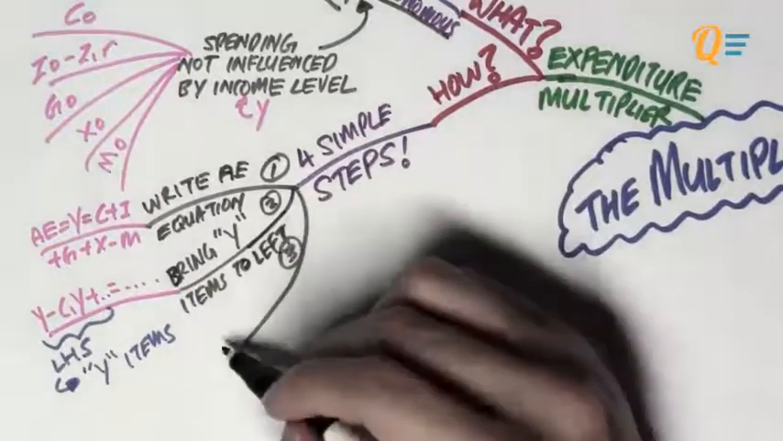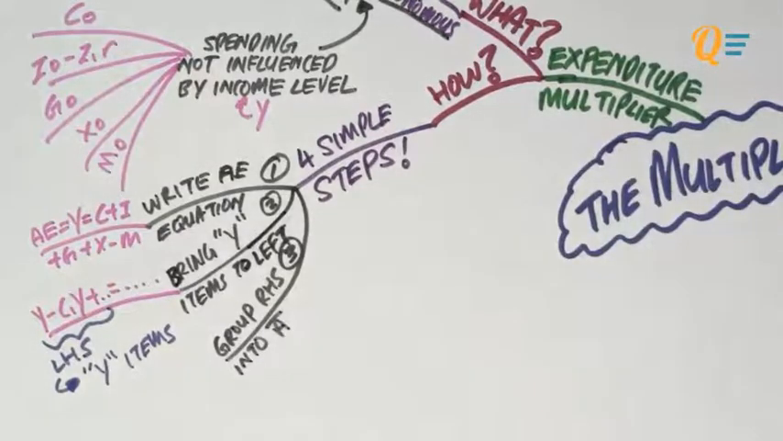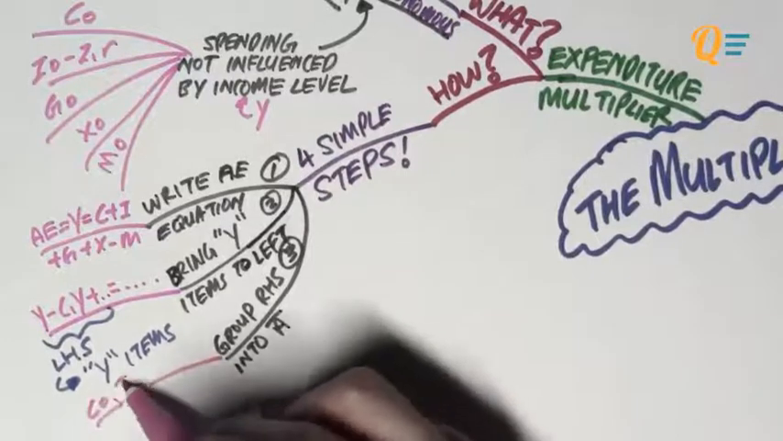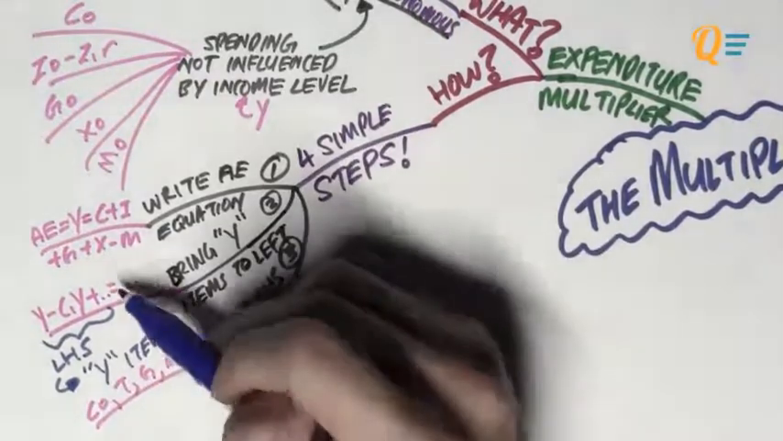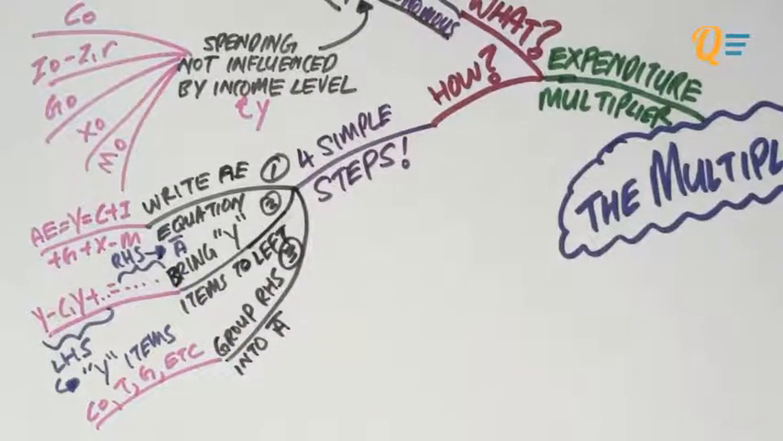Now, the third step is to group all the remaining right-hand side figures into A bar. Okay, so A bar is your autonomous expenditure. It is things like C0, taxes, as well as your government spending. So the right-hand side will be known as A bar.